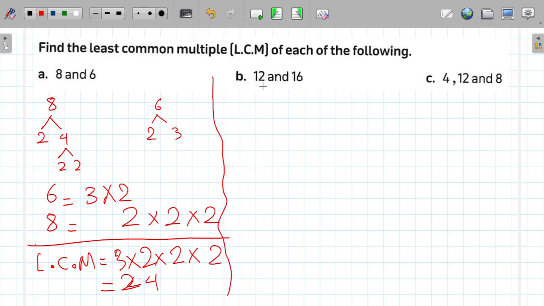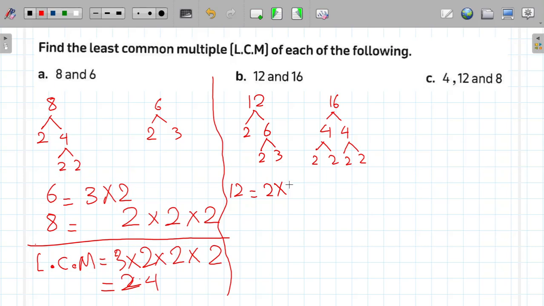The second one I have 12 and 6. So I will factorize 12 first. I have 2 by 6 and 6 equals 2 by 3. 12 equals 2 by 2 by 3 and 6 equals 2 by 3. I don't have 3 in the second number. Okay, so I will write 3 alone in one column.